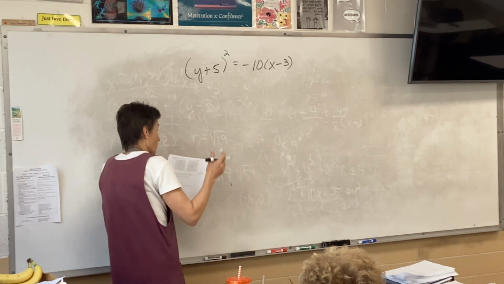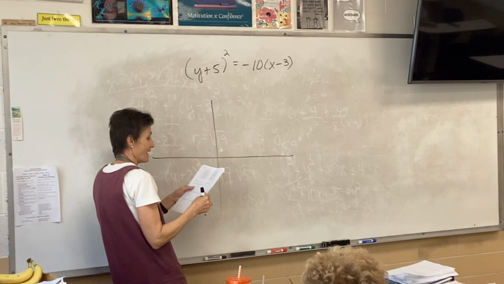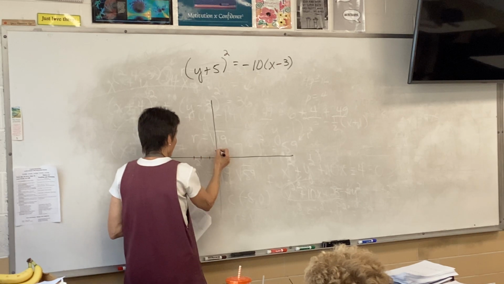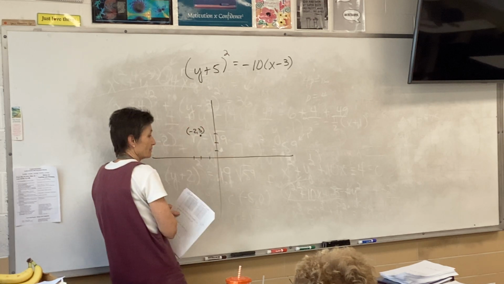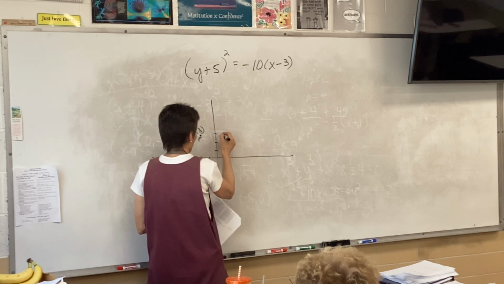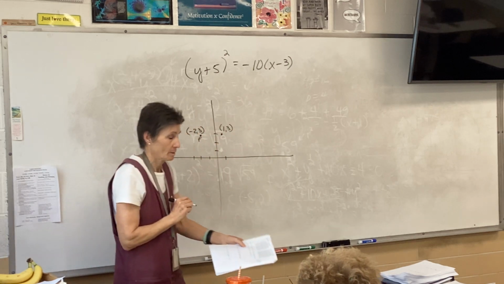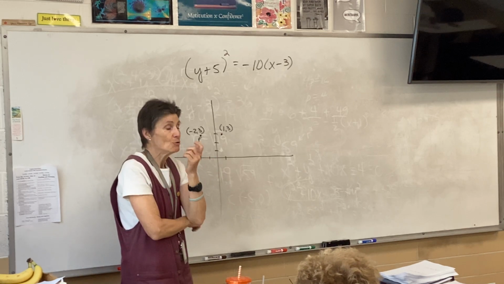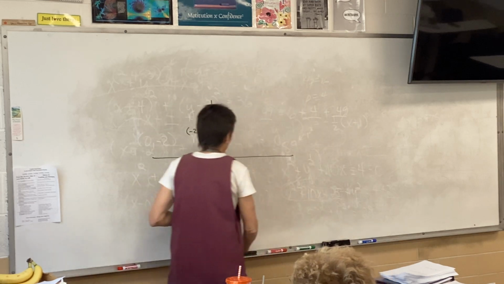Okay, so here's what's happening in this problem 4A. We have a focus at the point -2, 3. That's our focus. We have a vertex at the point 1, 3. From that information, you need to be able to tell me which way our parabola opens.